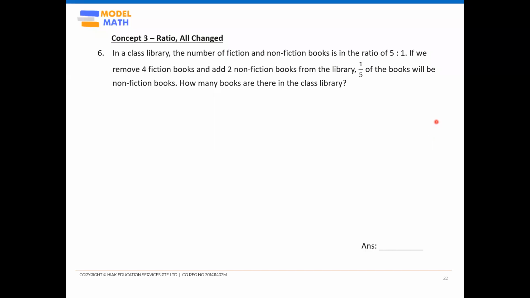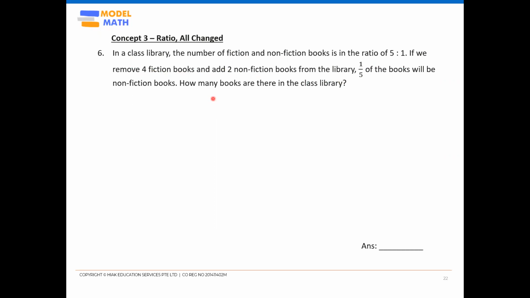In a class library, the number of fiction and non-fiction books is in the ratio of 5:1. If we remove 4 fiction books and add 2 non-fiction books from the library, 1/5 of the books will be non-fiction books. How many books are there in the class library?